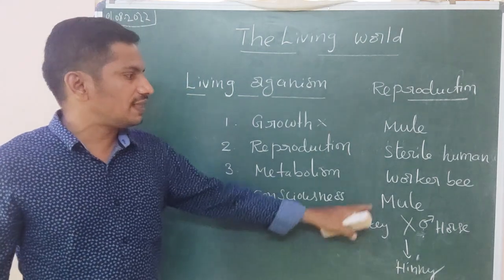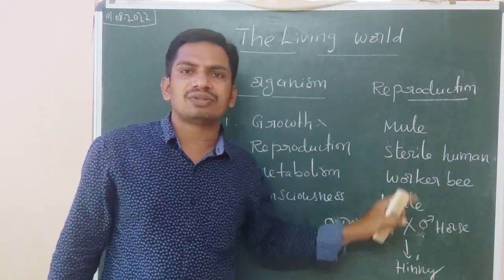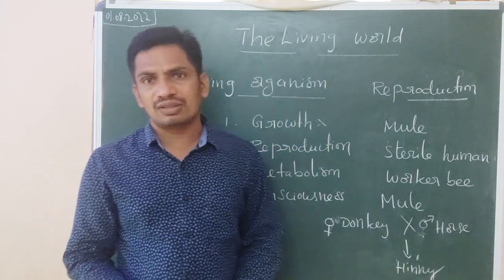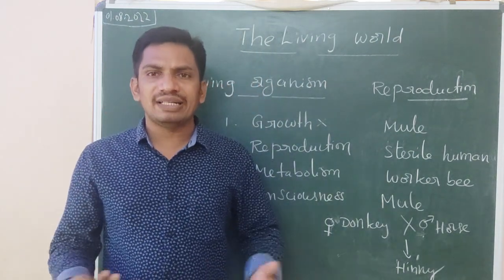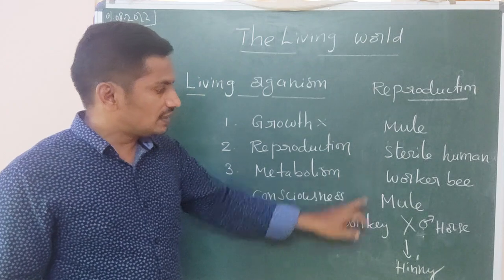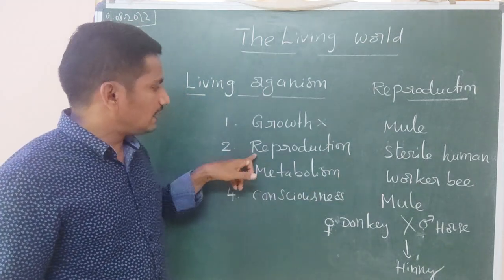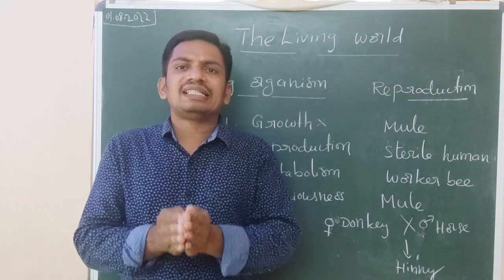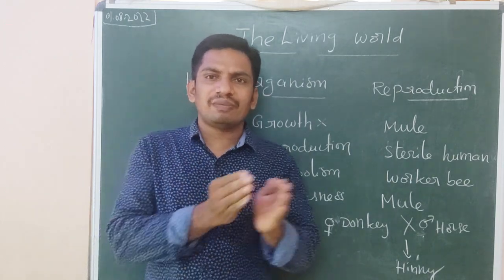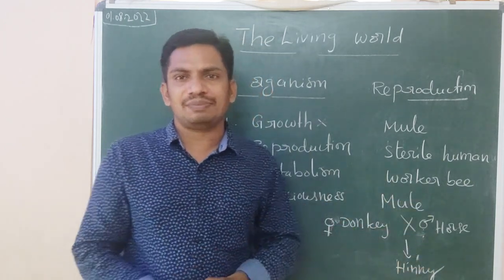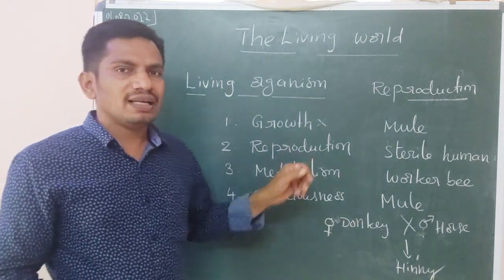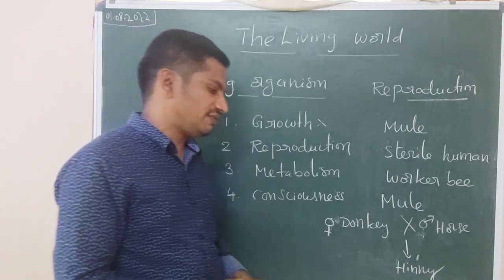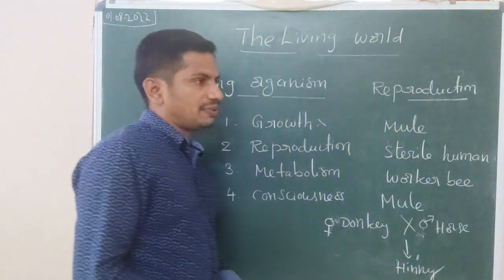In such cases, and with sterile humans also in society, some couples are not producing young ones, they are sterile, they don't bear any babies. So for that reason, reproduction cannot distinguish living organisms from non-living organisms without exceptions. So this is not a fundamental property, only with some exceptions will it be a fundamental property.